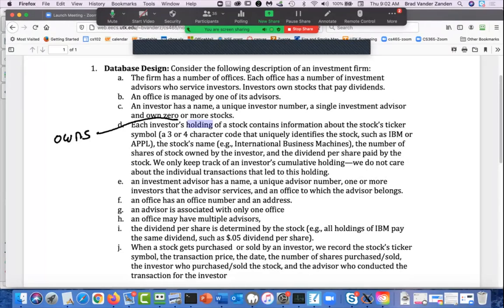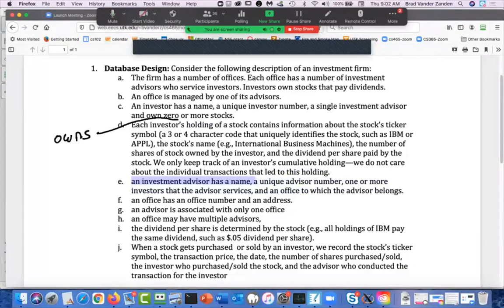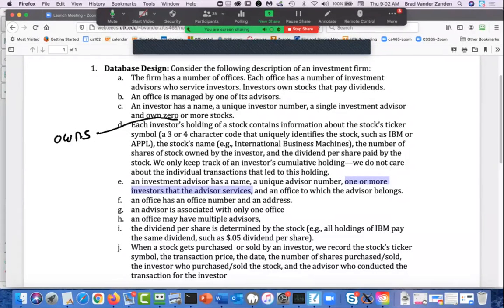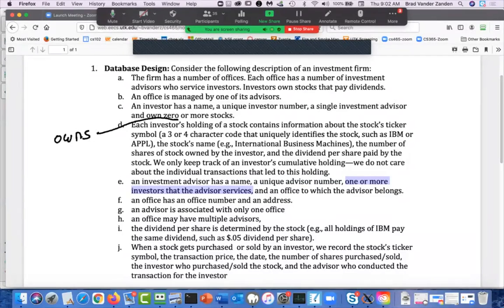Okay, so now moving on to E, we have an investment advisor has a name, a unique investment number, and then, so name and investment number are attributes, but one or more investments that the advisor services is giving us multiplicity information about the investor advisor relationship. And explicitly, it is saying that an investor services one or more advisors.